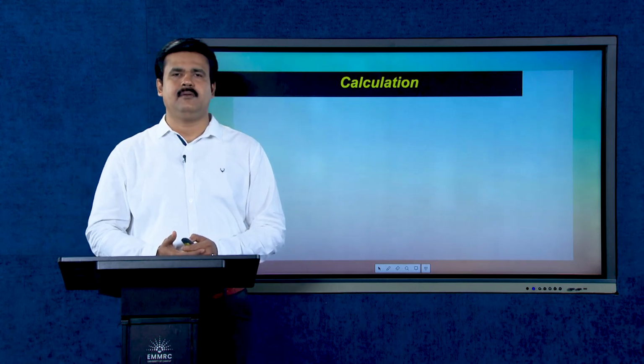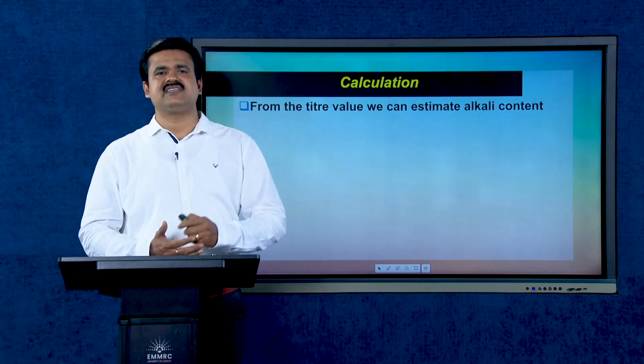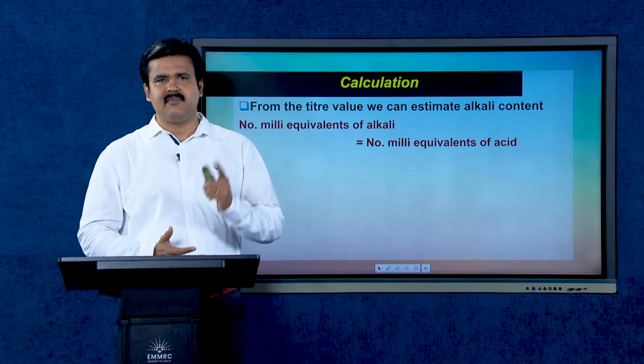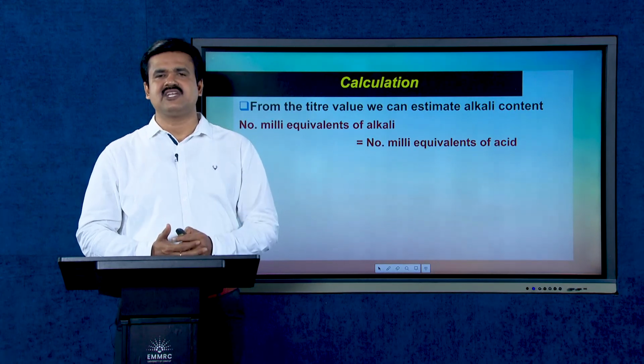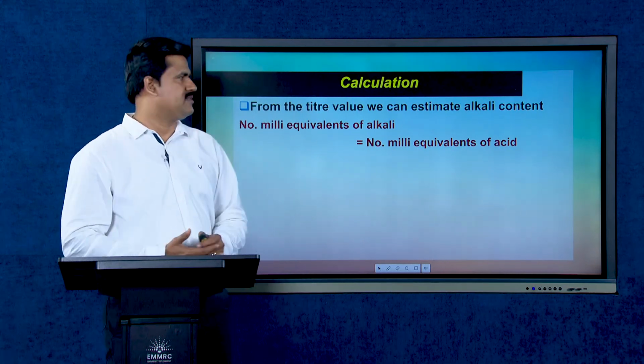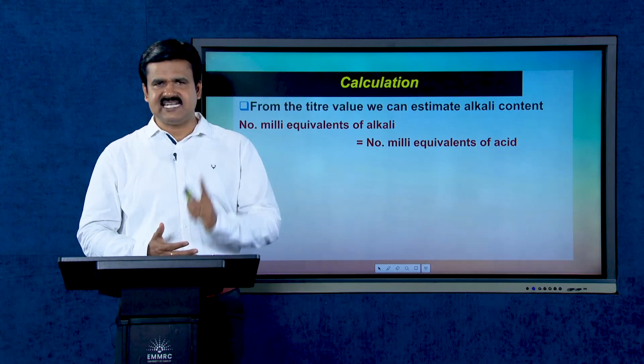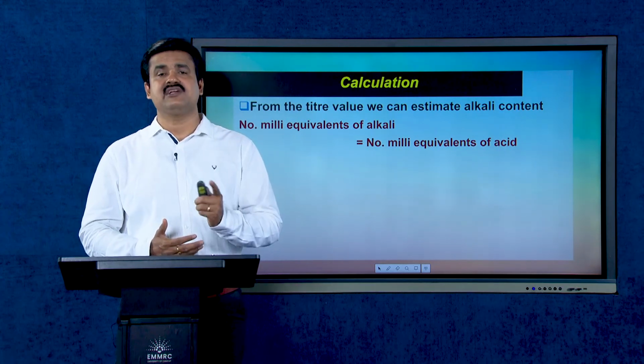Now, from the titer value, we can estimate alkali content by the following set of calculations. For this purpose, the number of milli-equivalents of alkali is taken as equal to the number of milli-equivalents of acid.